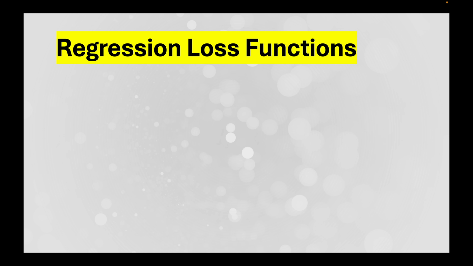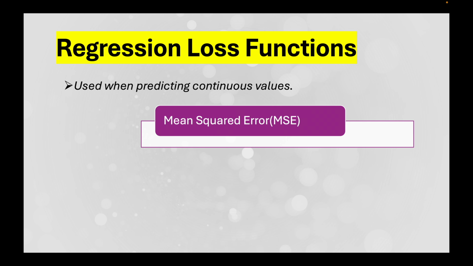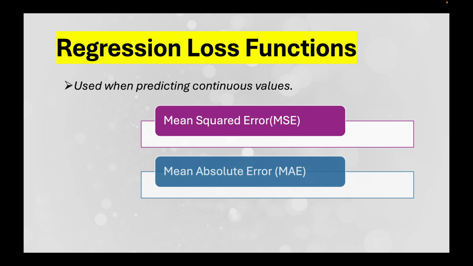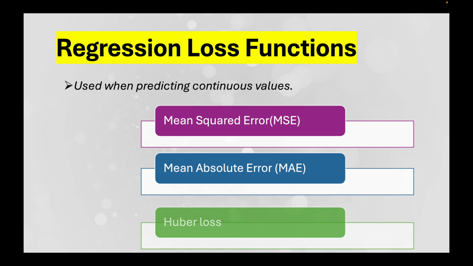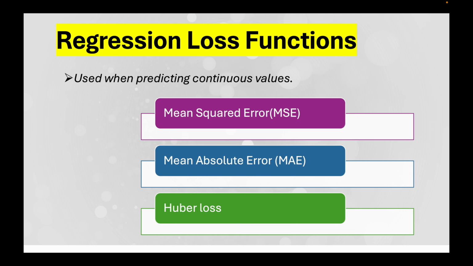Regression loss functions are used when predicting continuous values such as house prices, sales forecasting, and so on. Regression loss functions are mean squared error (MSE), mean absolute error (MAE), and Huber loss. Now let's discuss each of them.